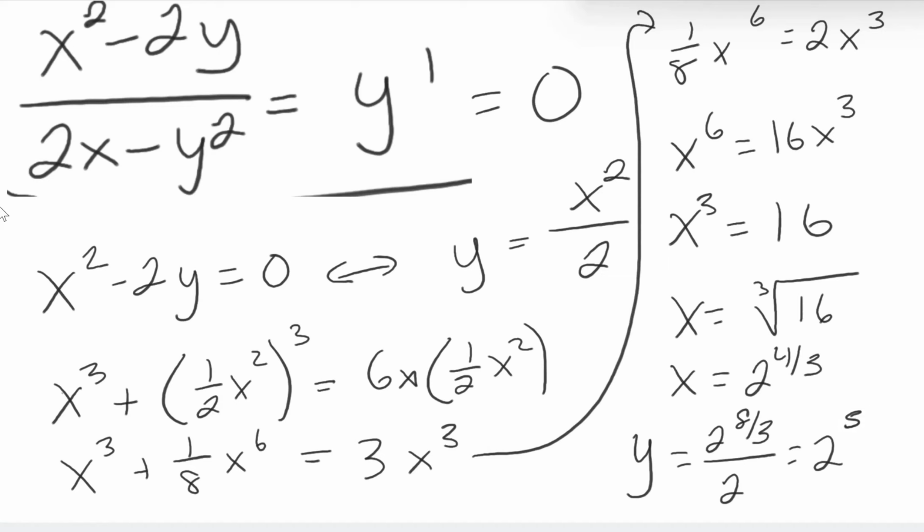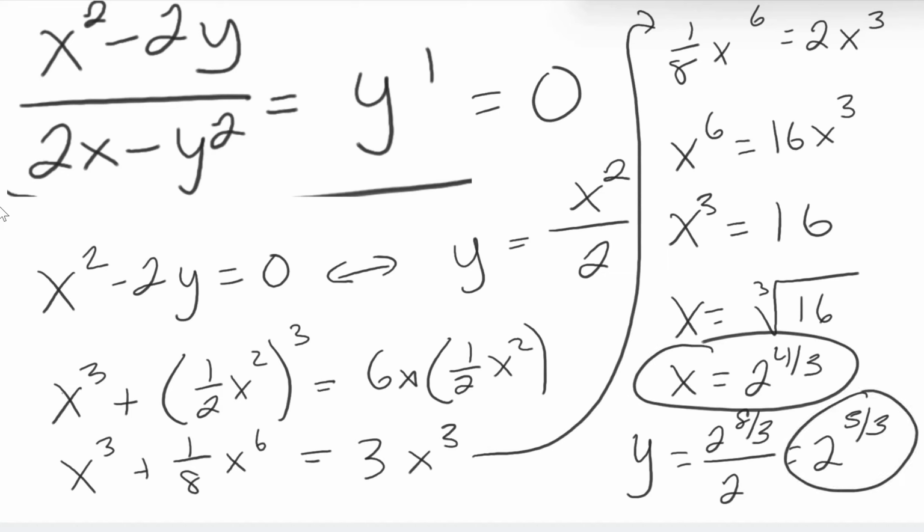How did you get 4 thirds? Wouldn't that be? 16 is 2 to the 4th. Oh. So we've got x and y. And that's the point where the horizontal line is tangent.